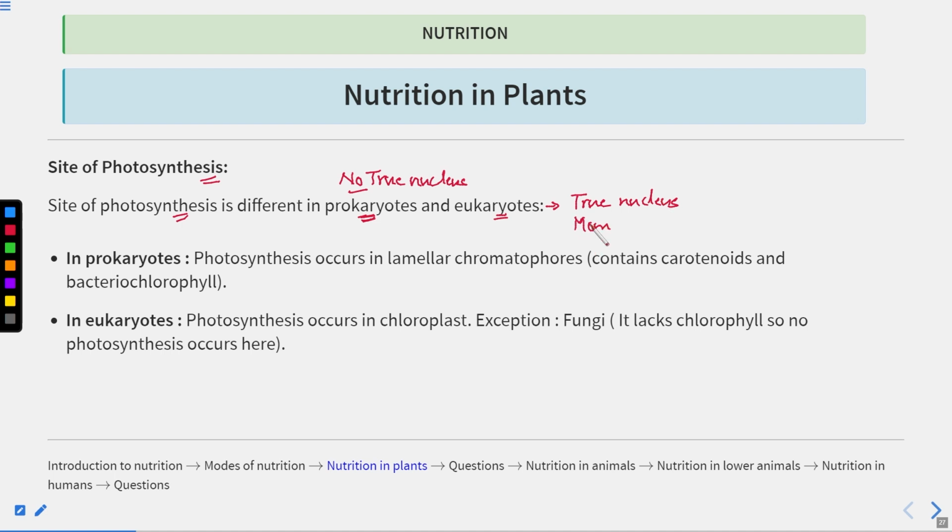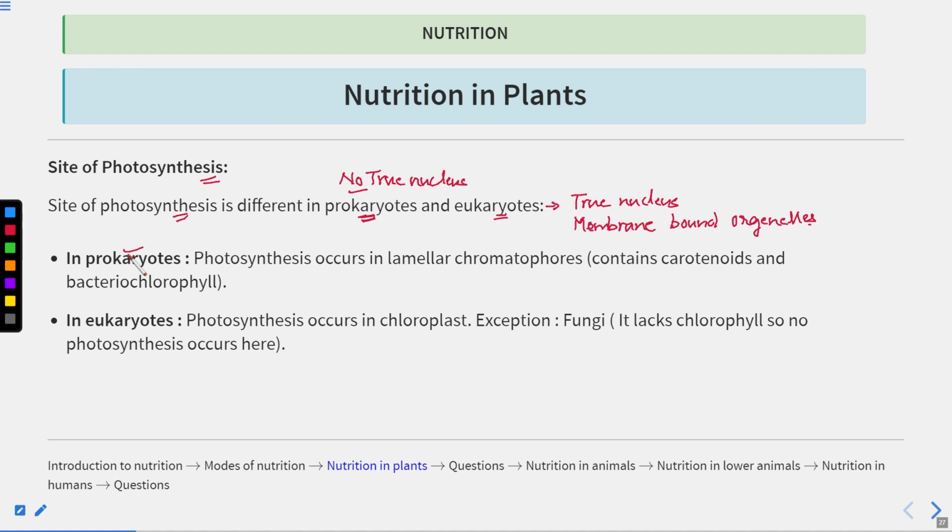Okay. So they have membrane bound organelles also. Whereas the prokaryotes, they don't have any nucleus, true nucleus, and they also don't have membrane bound organelles.